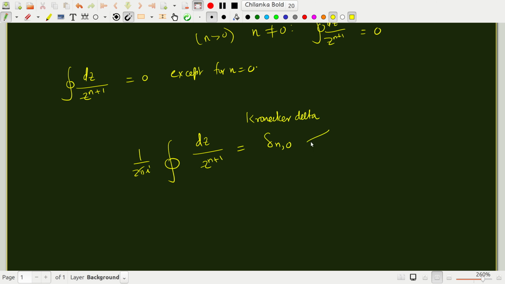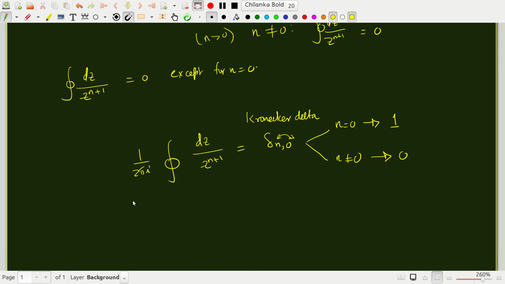which means that if n is equal to 0, that is, if these two things are the same, the value of this symbol, the Kronecker delta, is 1. If n is not 0, if these two things are different, then it becomes 0. Okay, so this is a very, very important result again.